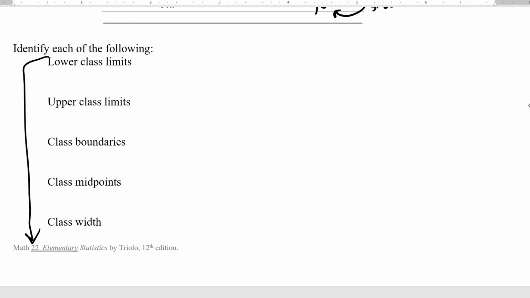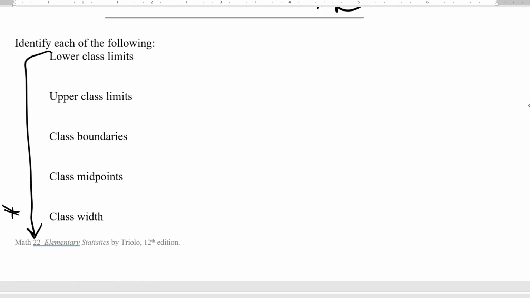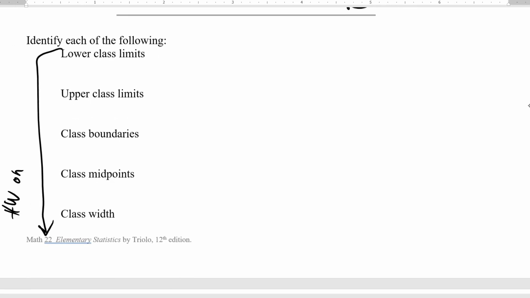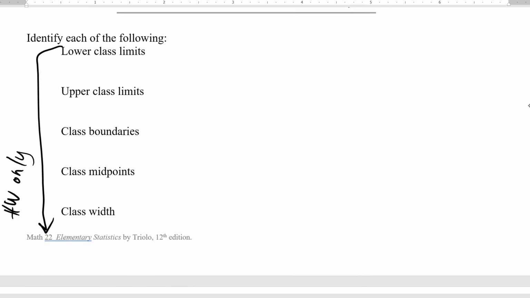But everything down here is basically going to be homework only. I don't know why that's moving, but homework only. So don't plan on me asking you for a lower class limit on the test. Go through it, get used to that vocabulary a little bit. They do some interesting things with it in the future, but this will not be tested.